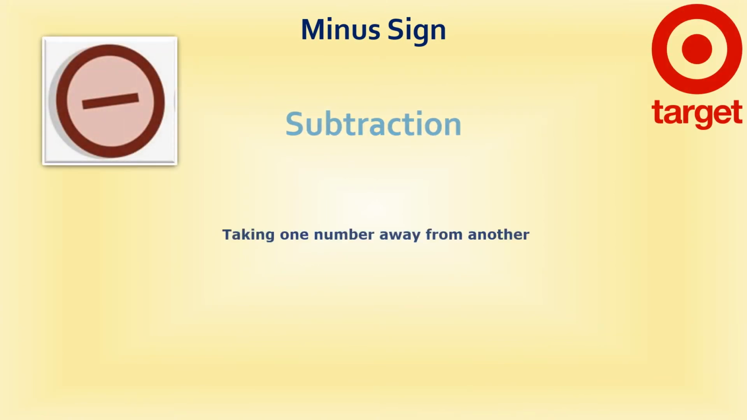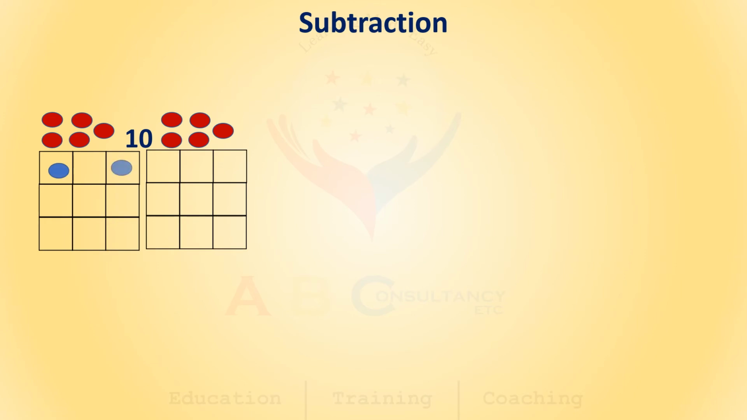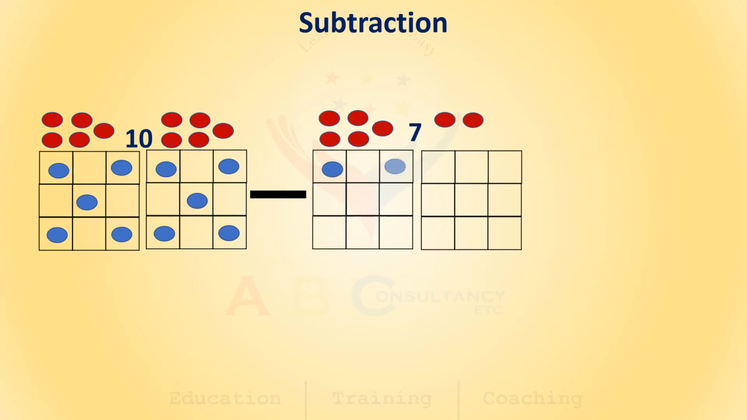The minus sign is subtraction. That is taking one number away from another. For example, 10 minus 7 is equal to 3.